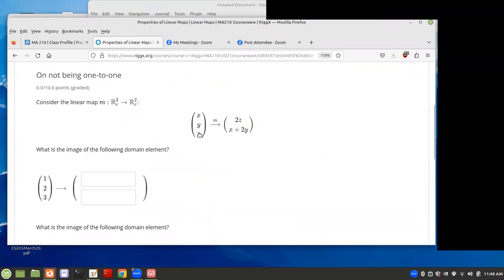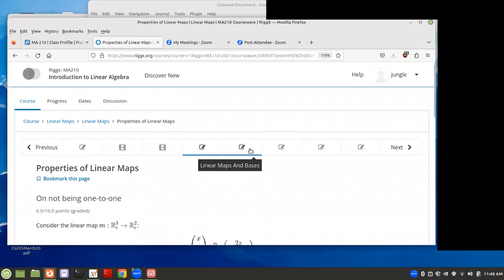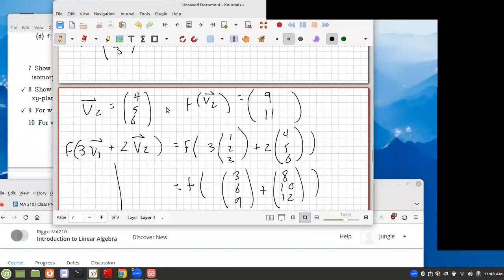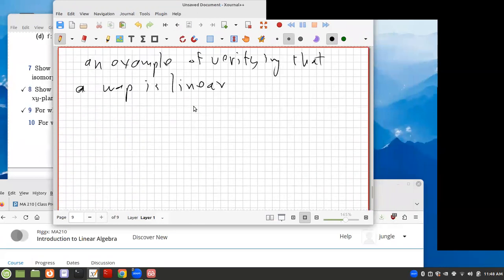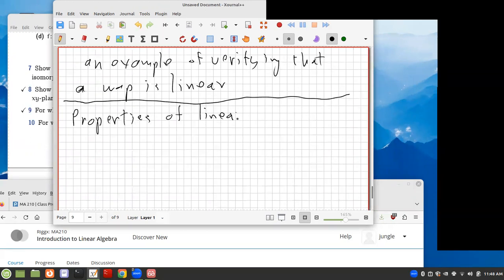Then we're going to go on and do properties of linear maps, and then we'll have more stuff about that. So this verifies that it's a linear map, but now we want to be able to look at the properties. Now we have to do the properties of linear maps. And this is a good break point.